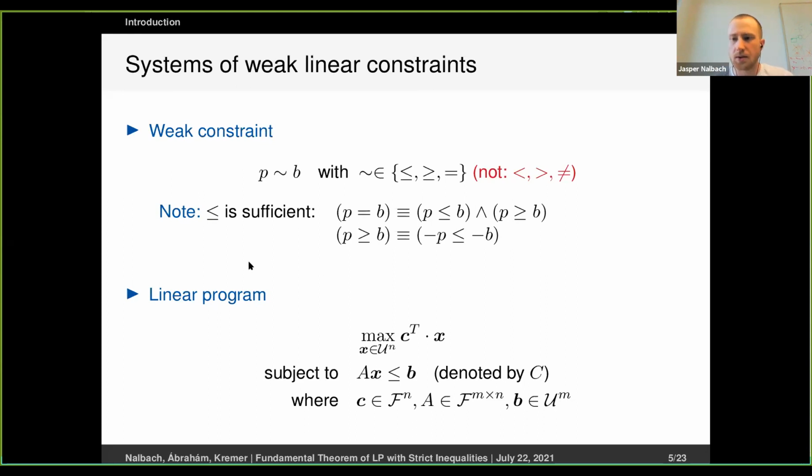We use an important result from linear programming. So what is a linear program? It's a maximization or minimization problem where we want to optimize a linear function subject to some side conditions. Here we are only interested in the satisfiability of those side conditions, which we denote by C. So this will be the system of linear constraints.